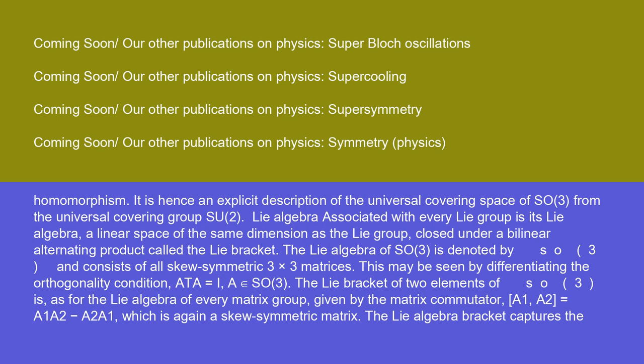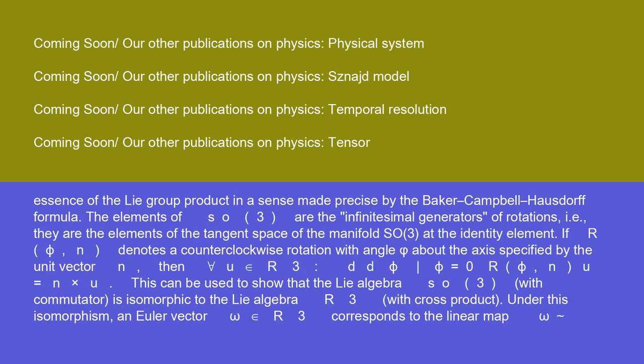The Lie bracket of two elements of so(3) is, as for the Lie algebra of every matrix group, given by the matrix commutator, [A1, A2] = A1A2 minus A2A1, which is again a skew-symmetric matrix. The Lie algebra bracket captures the essence of the Lie group product in a sense made precise by the Baker-Campbell-Hausdorff formula. The elements of so(3) are the infinitesimal generators of rotations, i.e., they are the elements of the tangent space of the manifold SO(3) at the identity element.